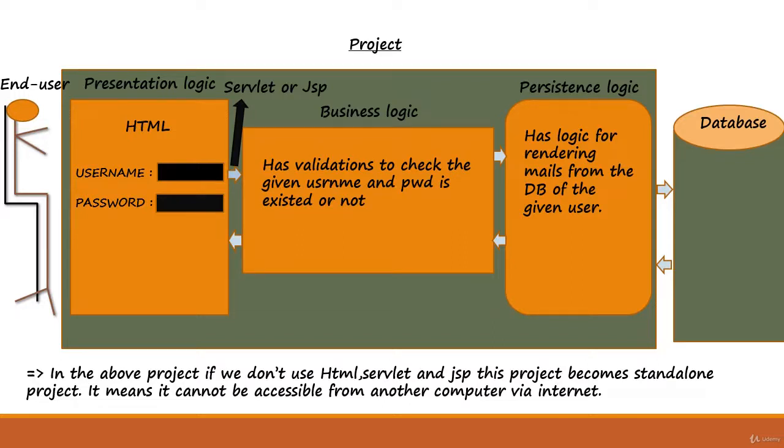And persistence logic. Persistence logic has logic for retrieving mails from the DB of the given user if the user is a valid user. In the above project, if we don't use HTML, servlet and JSP, this project becomes a standalone project. It means it cannot be accessed from another computer via the internet. It can only be a standalone project on a local computer. So this is the end-to-end project, and how the logics communicate.